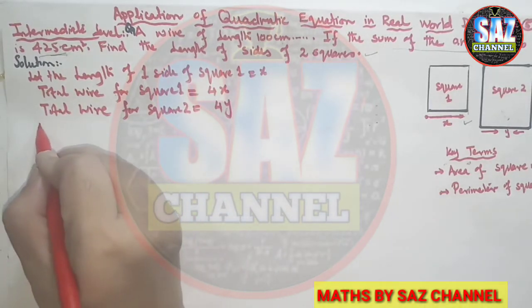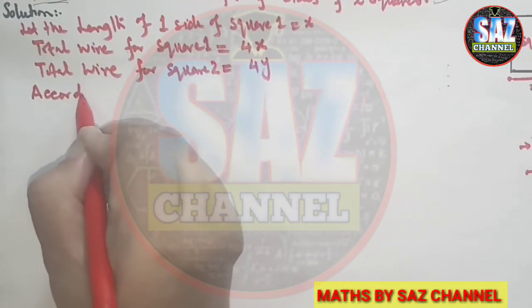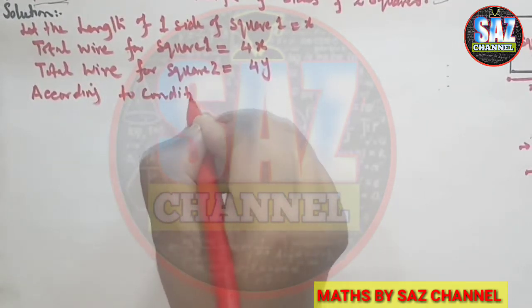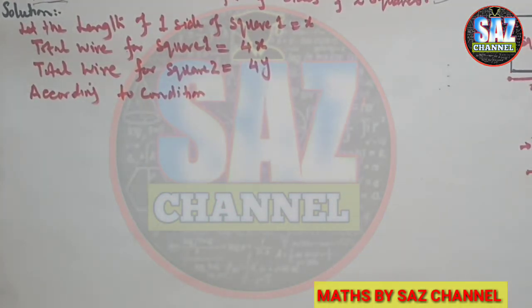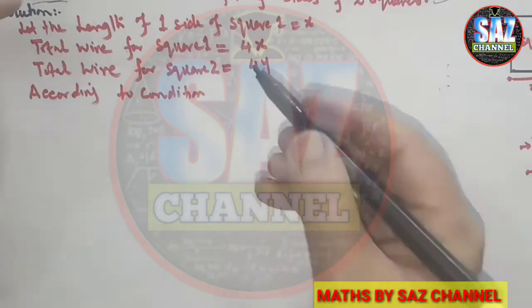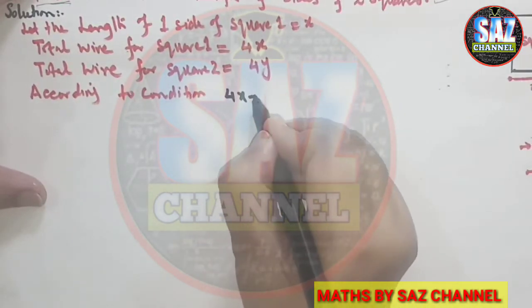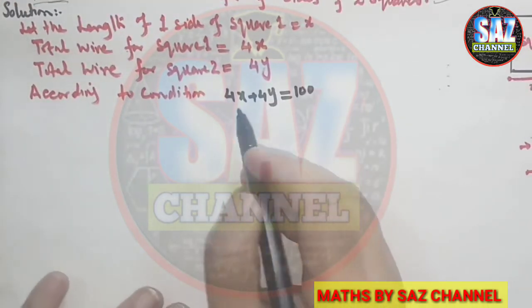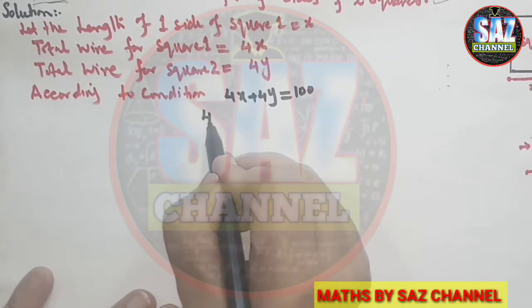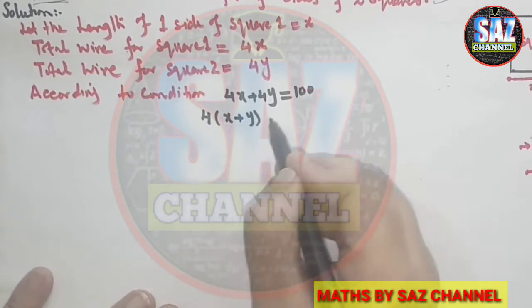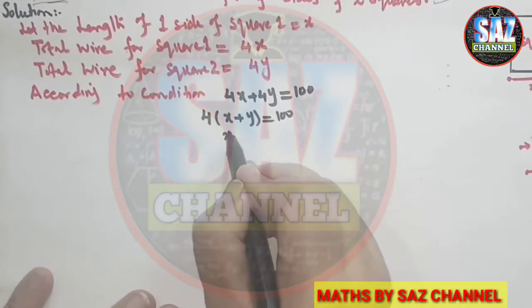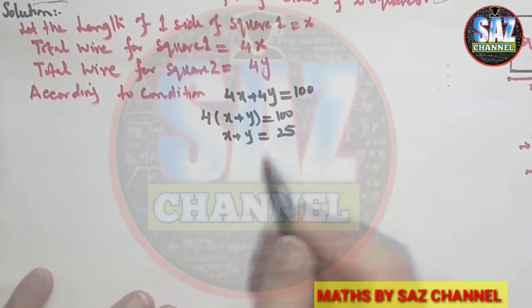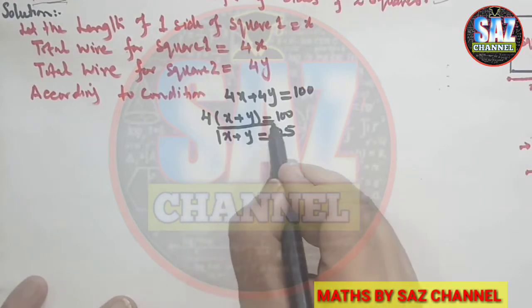So according to condition, what is the condition? That 100 centimeter wire is used for making these two squares. What we will be doing, that 4x plus 4y equals 100. We can see that both the terms are having 4 as a common factor, so extract it out and it will become x plus y equals 100 over 4, or x plus y equals, shift 4 to other side, 25. Now this will be one of the equations.